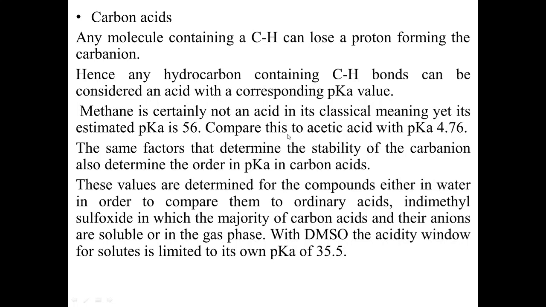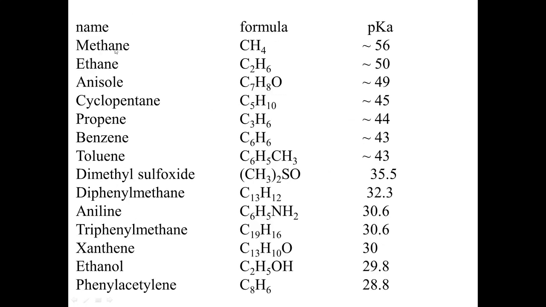What does it mean? It means that the lower the pKa value, the more acidic the character. Okay. So methane is less acidic. Why? Because its pKa value is 56, and acetic acid is more acidic. Why? Because its pKa value is 4.76. There is a table of pKa values and we will compare the other compounds. For example, in this case we can see methane has the pKa value 56, ethane has the pKa value 50.